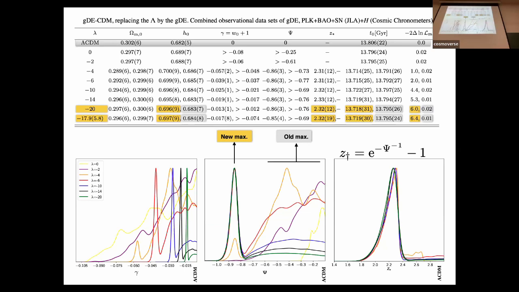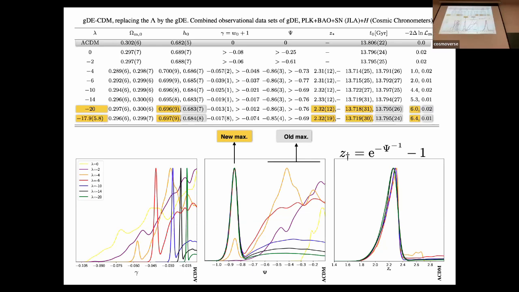The interesting thing is that when you go to larger negative values of lambda, for instance -2, it is here. Let me continue, -4. If you look at -4, you see a new peak here. When you go to -6, we get this peak here, and it is larger than the lambda CDM side. Then at -10, the peak moves in this direction.